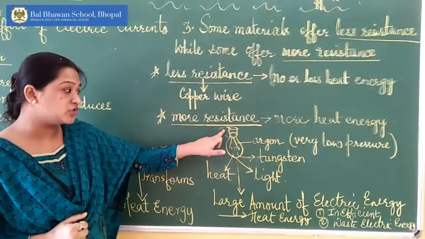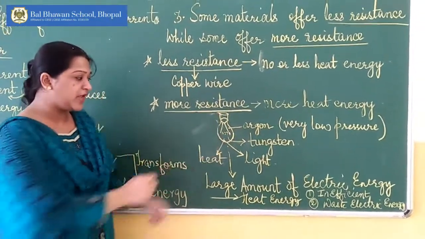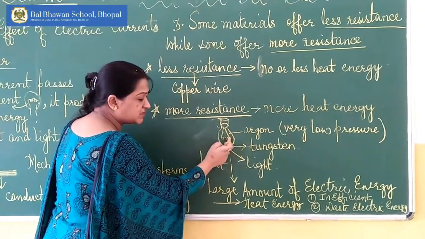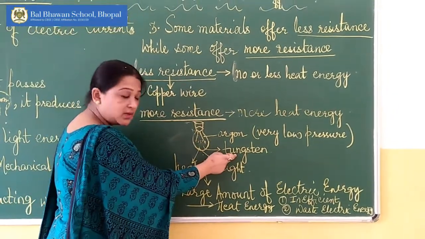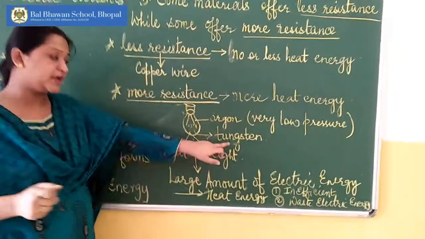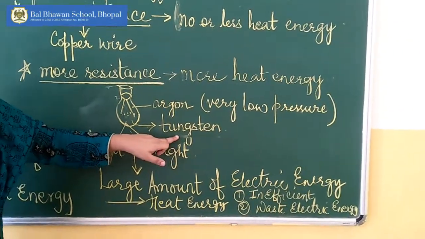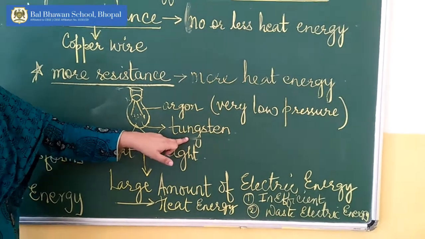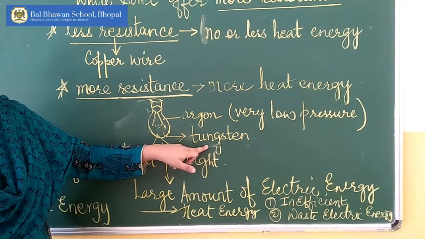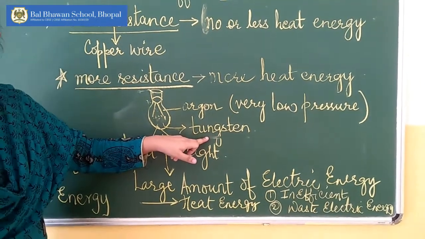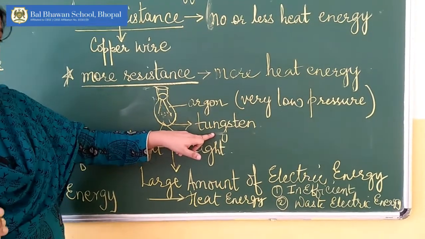Now let's talk about the bulb that we did in class 6. In this bulb again you can see that the filament is in the form of a coiled wire. Which material is it? Tungsten. Again, tungsten will offer a huge amount of resistance. That is why it produces yellow light. Lot of friction is there, lot of resistance, and a lot of resistance means a lot of heat is produced.